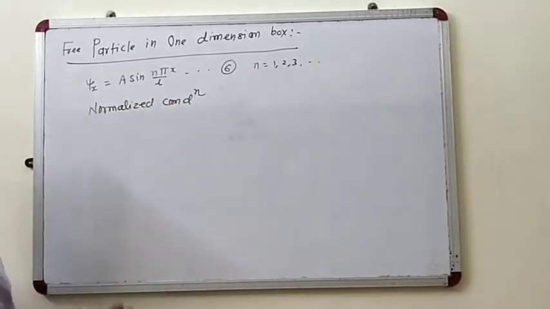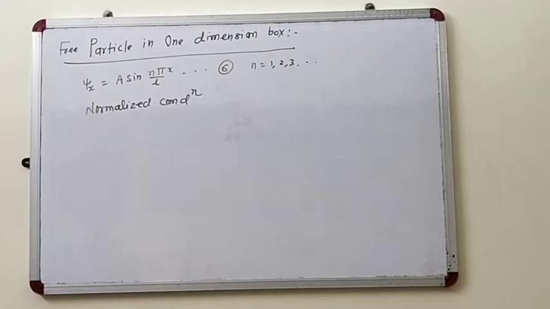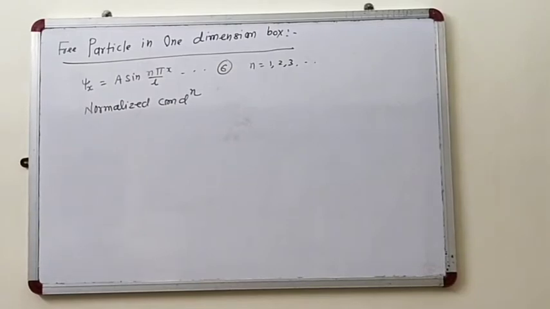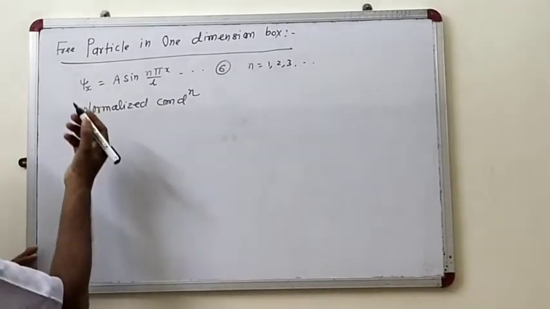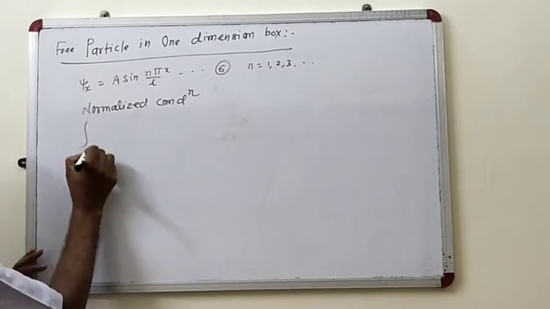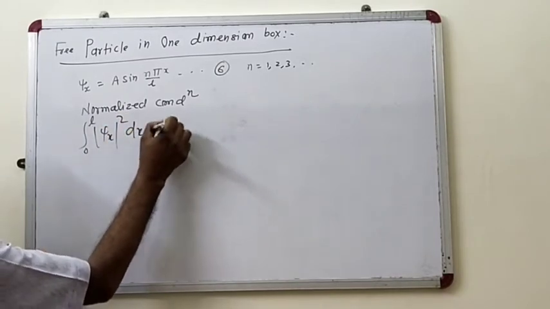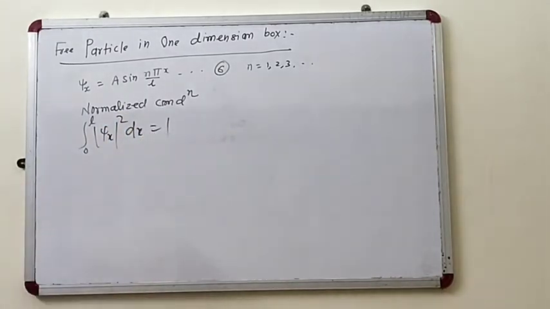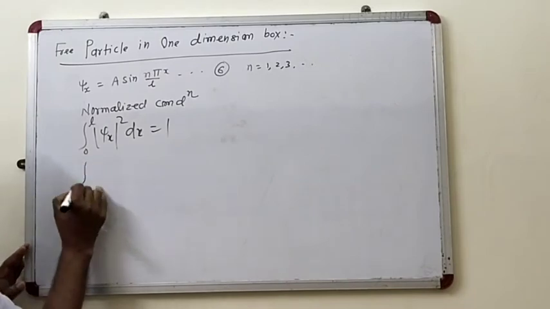We know that the integration over all space of the probability density over volume dV is equal to 1. We know this normalization condition of the wave function from the previous theory. Use the integral from 0 to L of |psi(x)|^2 dx equal to 1. This is the normalization condition. In the case of the one-dimensional box, the lower limit is 0 and the upper limit is L, because the length of the box is L.